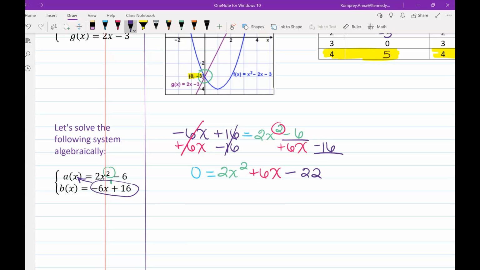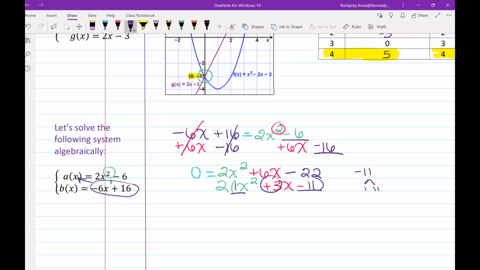So I'm going to go ahead and factor out my 2. And I'm left with x squared plus 3x minus 11. Alrighty, I want to look at this and see, is this factorable? So I'm going to do the jingle. A times C. So factors of negative 11 that give me a positive 3. 11 is prime, so 1 and 11 are my only factors.